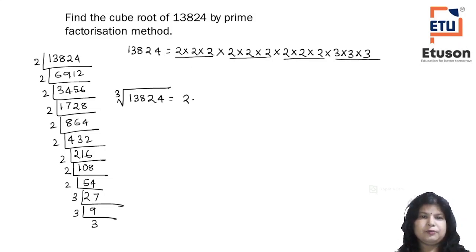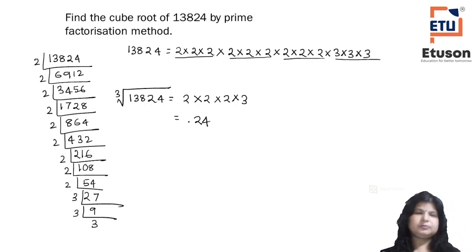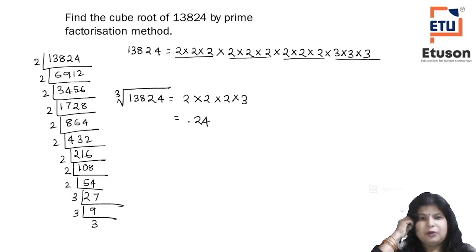So from the first group you took 2, from the second group you took 2, from the third group you took another 2, and from the fourth group you took 3. So it is 8 into 3 and your answer is 24. Correct or not? Right? So now I hope you have understood how to find the cube root of a number by the prime factorization method.